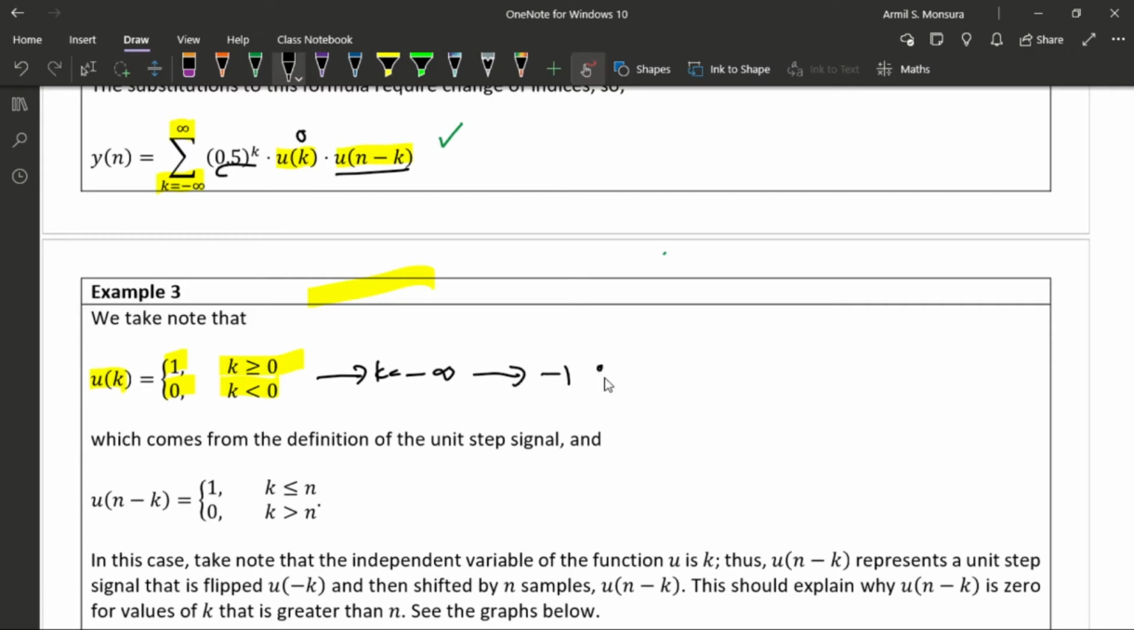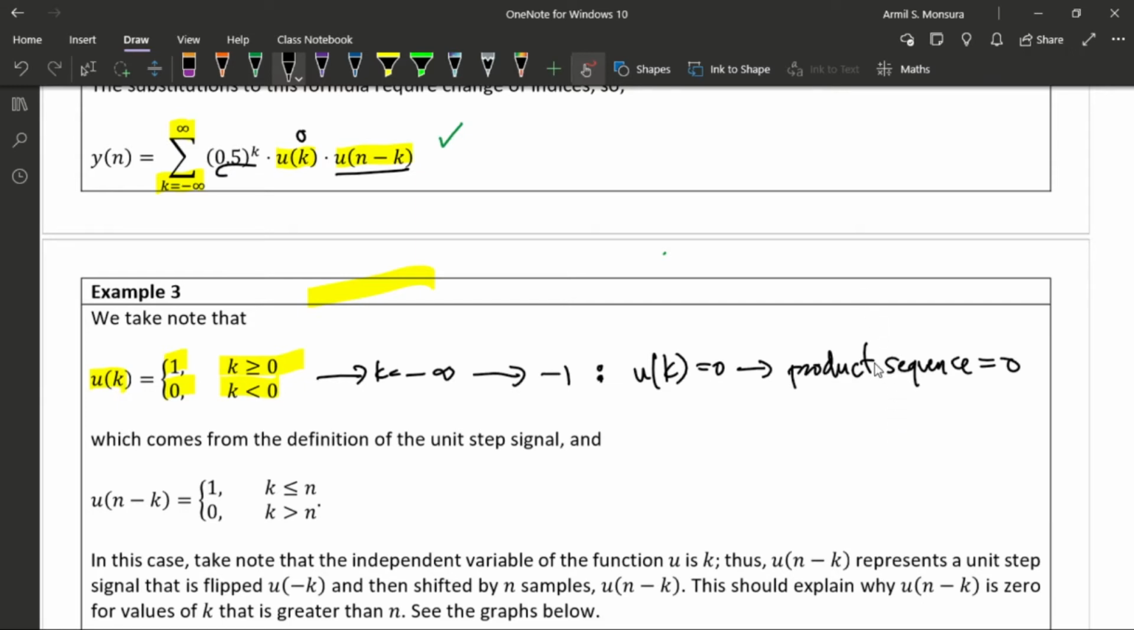Okay? So, for k from negative infinity to negative 1, the product sequence, u of k equals 0, and it would imply that the product sequence becomes 0 also. Okay?